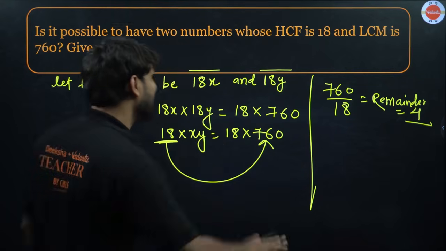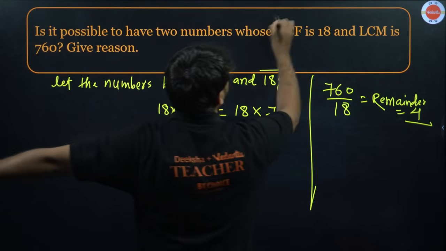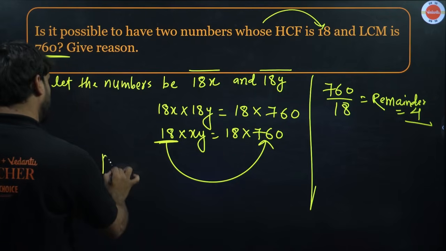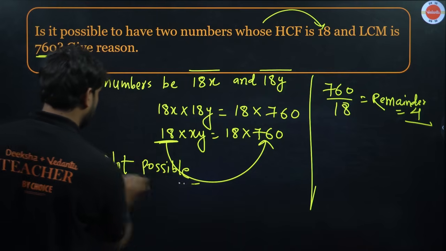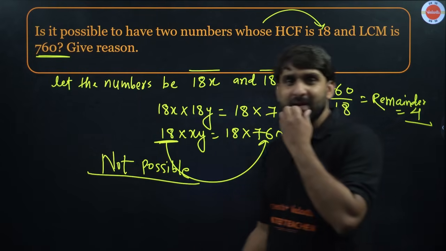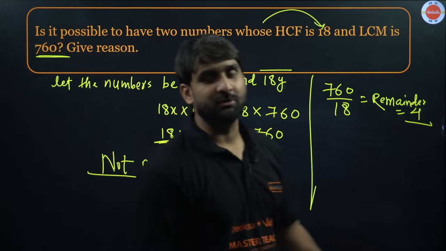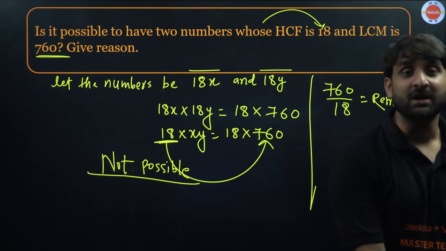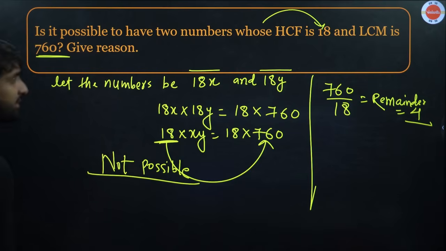It implies that there is no such pair of numbers whose HCF will be 18 and whose LCM will be 760. Not possible. It is not possible that there will be a pair of numbers whose LCM is 760 and HCF is 18. Not possible, my dear champion. Please keep it in mind whenever you are solving such a question. Please take a screenshot if you want to.